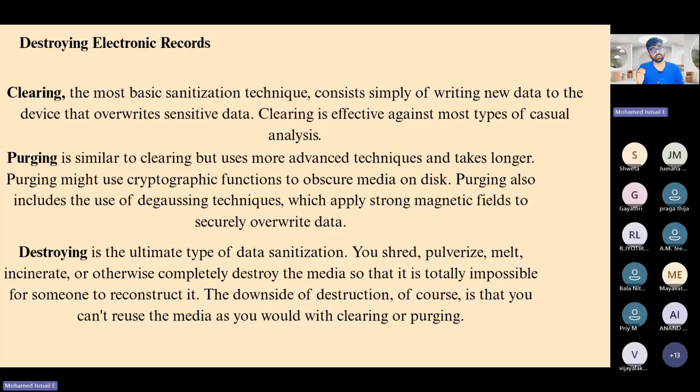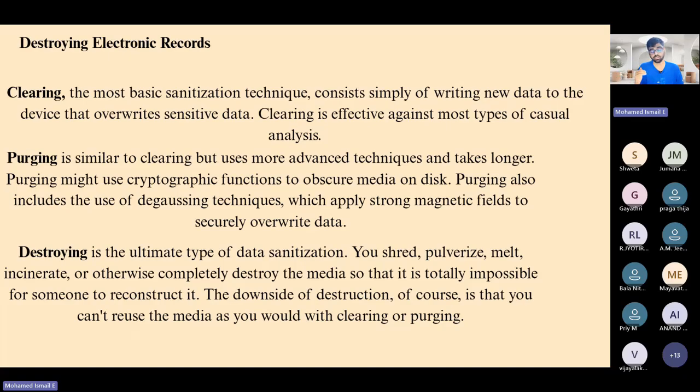Recovery software can still be used to recover it. But using clearing, let's say on top of the offer letter's memory, we are writing something else. So if someone uses recovery software, they won't get anything, or they get incorrect data. So that is called clearing. Clearing is effective against most types of casual analysis. The casual analysis here may be using recovery software or using some sort of disk analysis to guess what data was stored in the past. So those can be mitigated.